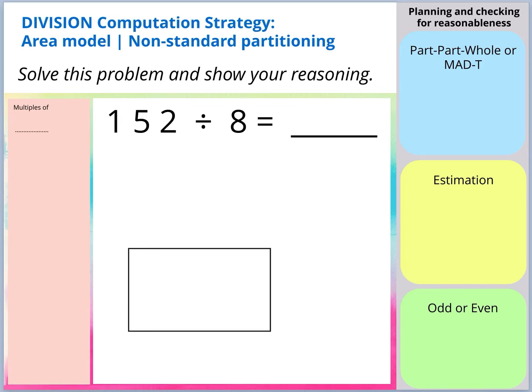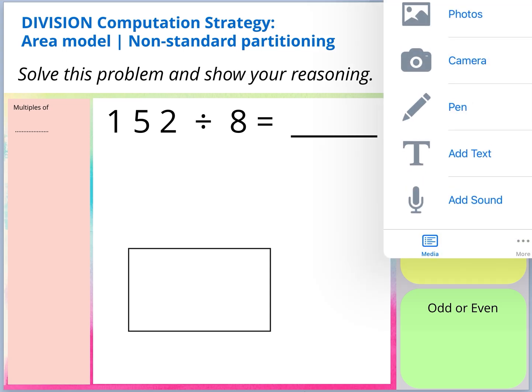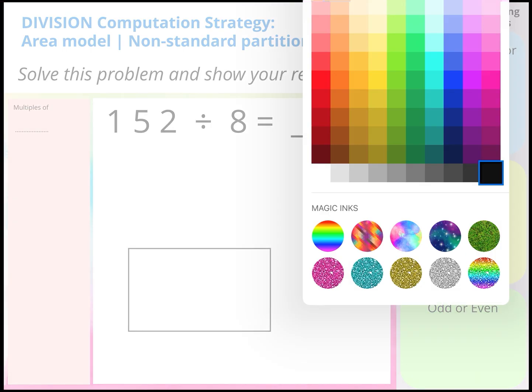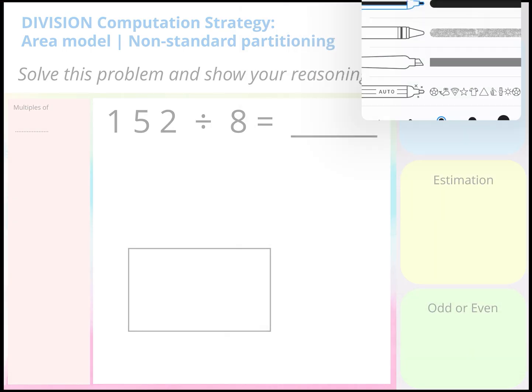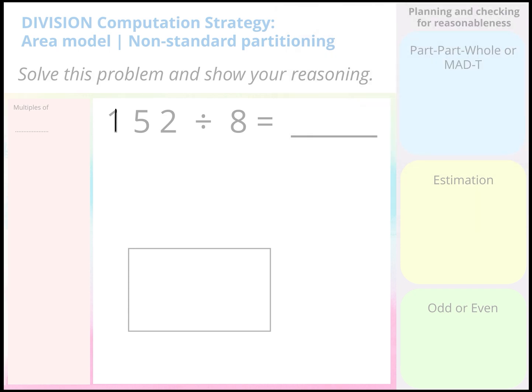This is a division computation strategy. It's the area model using non-standard partitioning. Let's see what our question is. It's 152 divided by 8.